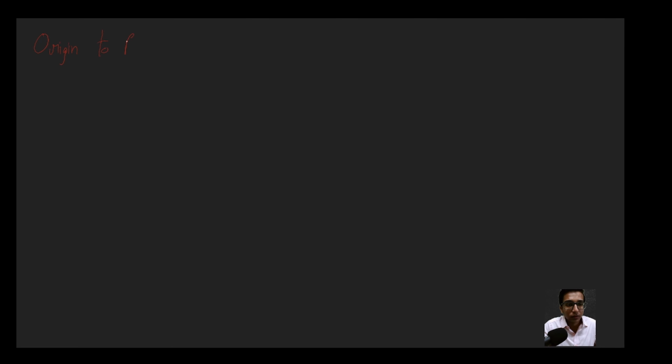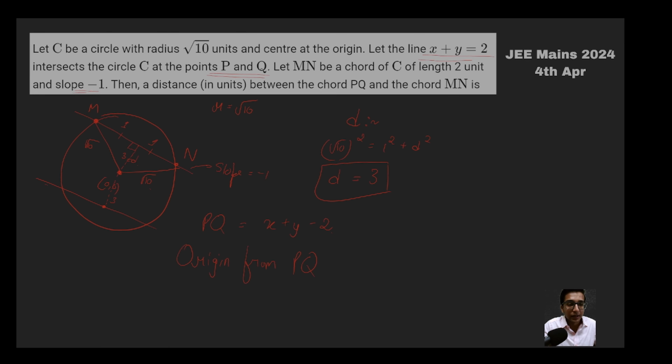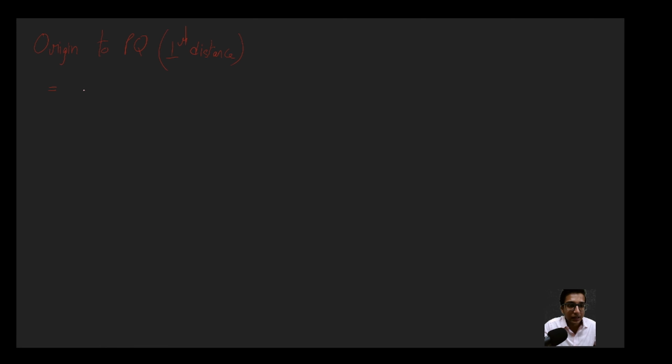Origin to PQ, perpendicular distance. This can be written as, again, using this formula of the distance of a point from a straight line. We can say that this would become 0 x plus y minus 2, so the 0 minus 2 upon root under 2.